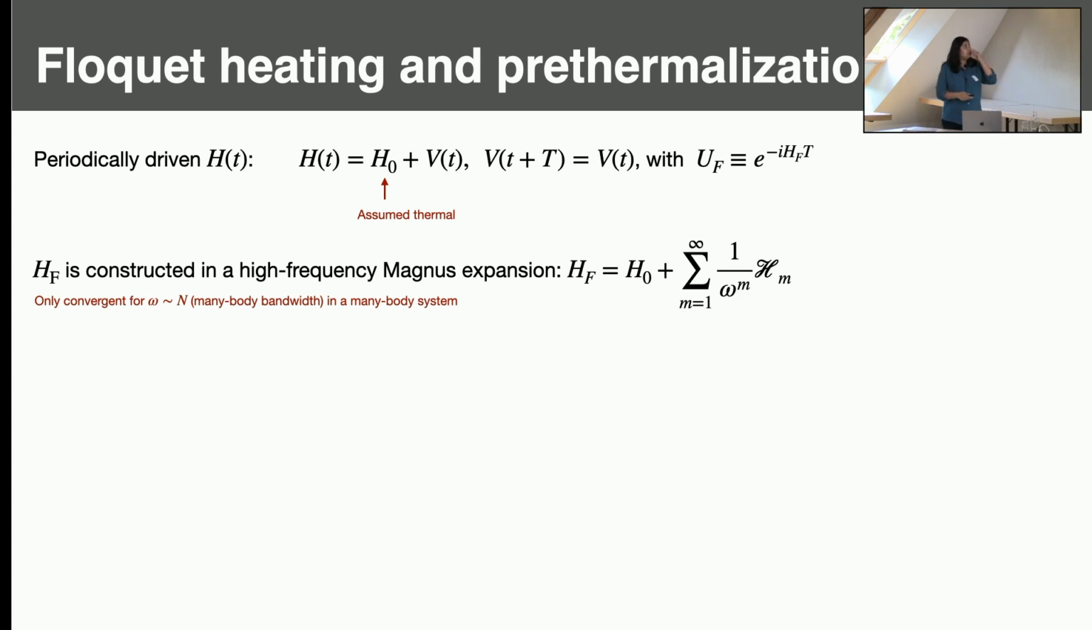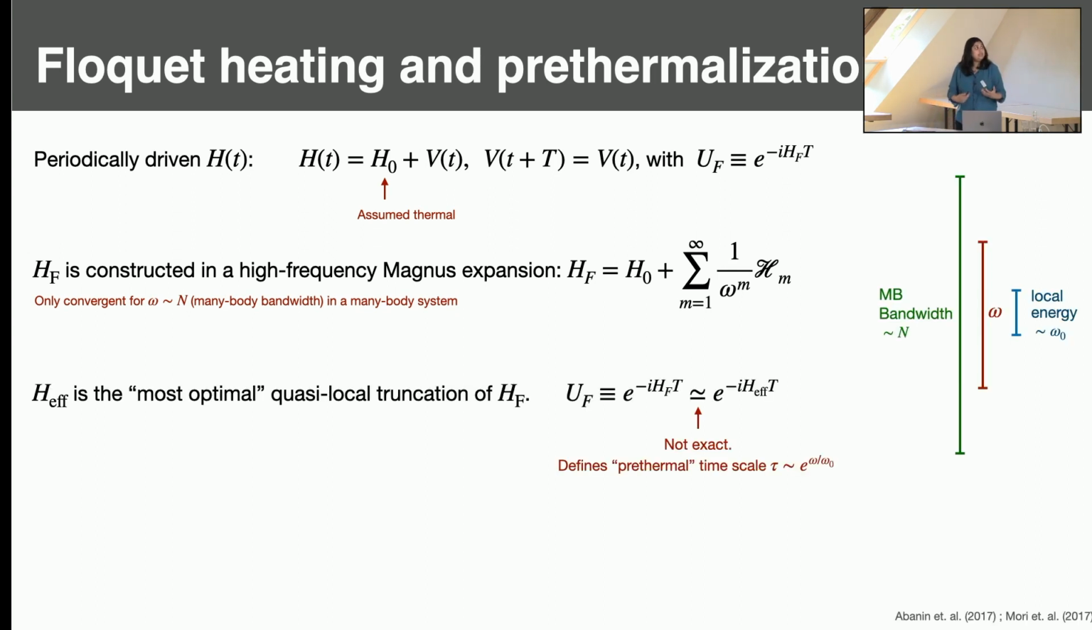This H Floquet can be constructed in a high-frequency Magnus expansion, of which the leading term is this time-averaged piece. However, this expansion is only convergent when omega scales with the many-body bandwidth of the system. So in general, this is not a convergent expansion, and H Floquet is a very nasty non-local object. It's just the logarithm of this Floquet unitary operator.